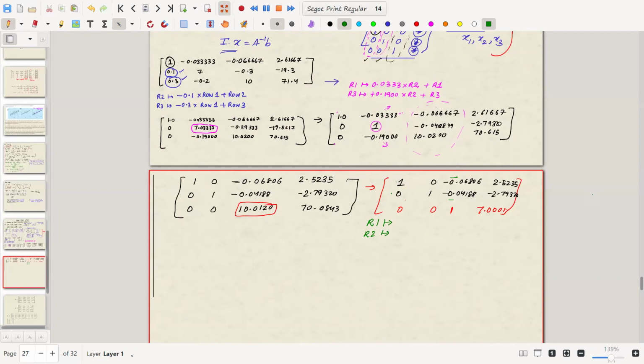You should do row 1, you should do 0.06806 times row 3 plus again row 1. Are you getting 0 here? Yes. Again, what you should do here for row 2 is 0.04188 times row 3 plus row 2.